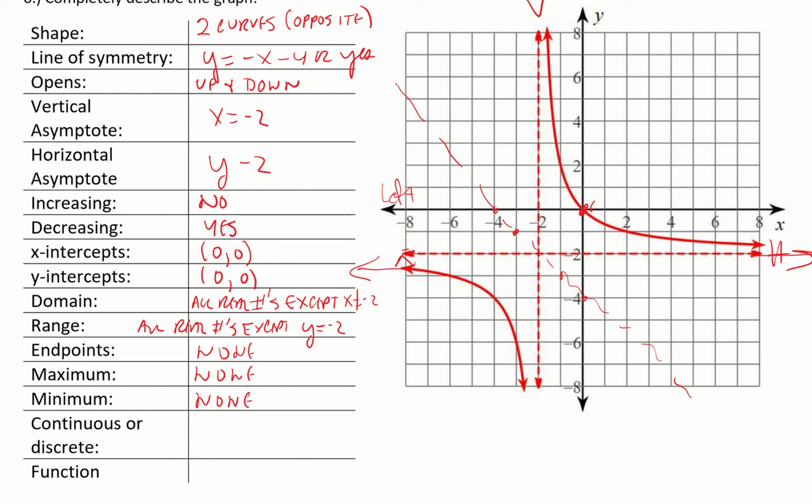Is it continuous? No. Or actually, we should say it's discrete. And what's making it discrete is our asymptotes. And then, is it a function? So remember, it has to be one to one, and in this case it is. So yes, it's a function.